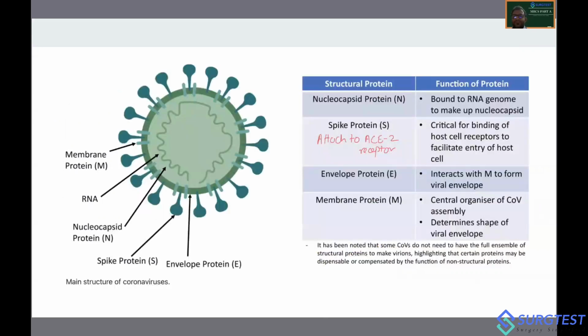projections and spikes. There are a multiple number of proteins present on the coronavirus, which contribute to its pathogenicity. The most important one is the spike protein S, which attaches to the ACE2 receptor, which is extremely critical for binding to the host cell receptors and facilitating entry into the host cell. In fact, as we'll discuss later in the presentation, one of the reasons for the GI manifestations of COVID is also because the ACE2 receptor is present in great number on enterocytes. Then we have an envelope protein and a membrane protein.